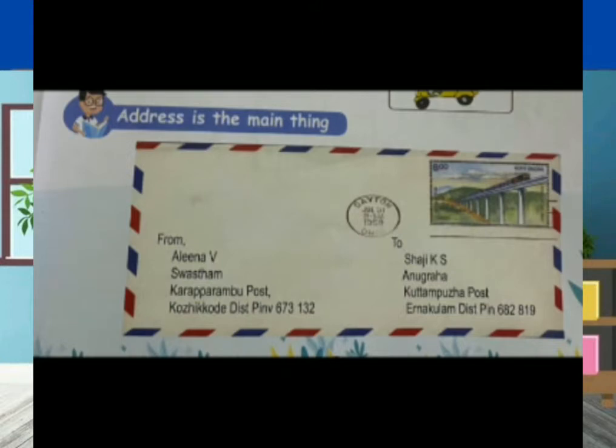And in the to address, first we should write the other person's name. Here, Shaji KS, and his house name and his post name and his district name and the pin code of that place. So, we should write the from address and to address to send a letter.